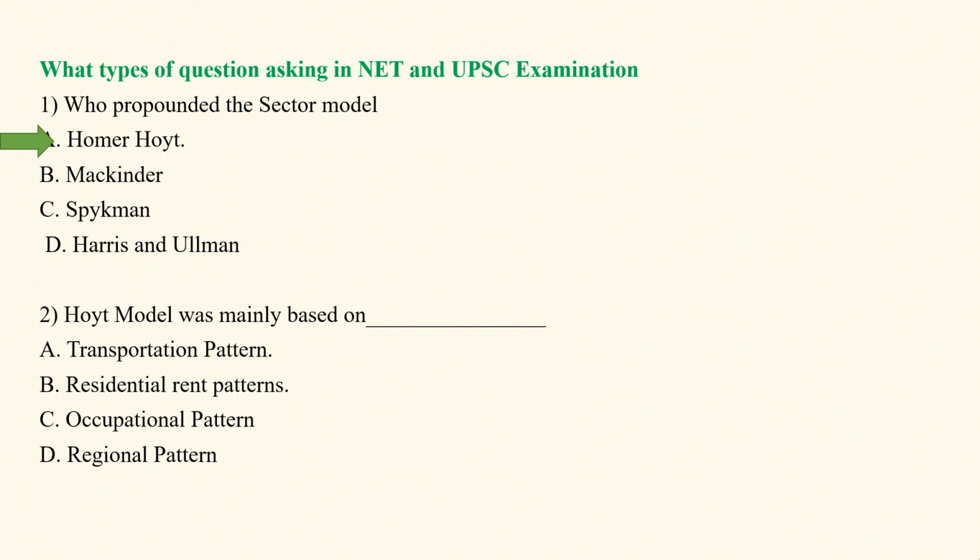Question number second, Hoyt model was mainly based on option first, transportation pattern, second, residential rent pattern, third, occupational pattern, and last one, regional pattern. And the correct answer is residential rent pattern.